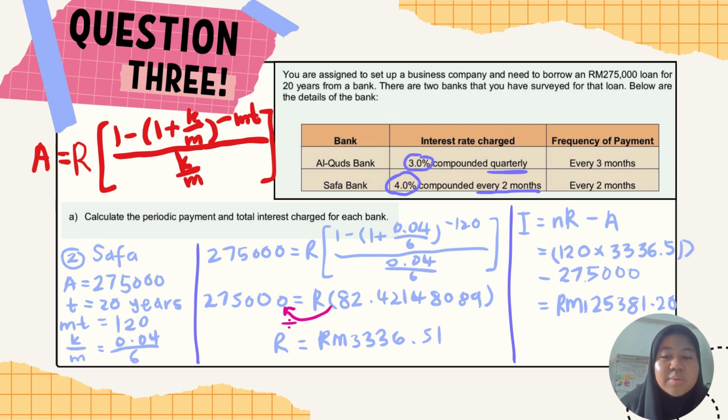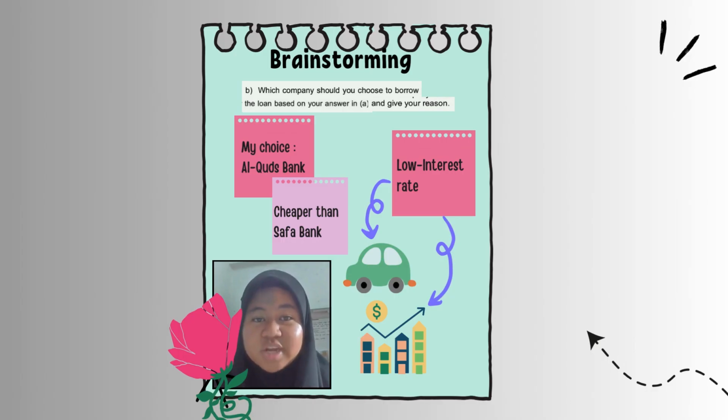So we put all together into our formula, and then we will get our periodic payment, which is R, equals to 3,336 ringgit, 0.51 cents. And the total interest charge for Safa Bank is 125,381 ringgit, 0.20 cents. So this is question B.